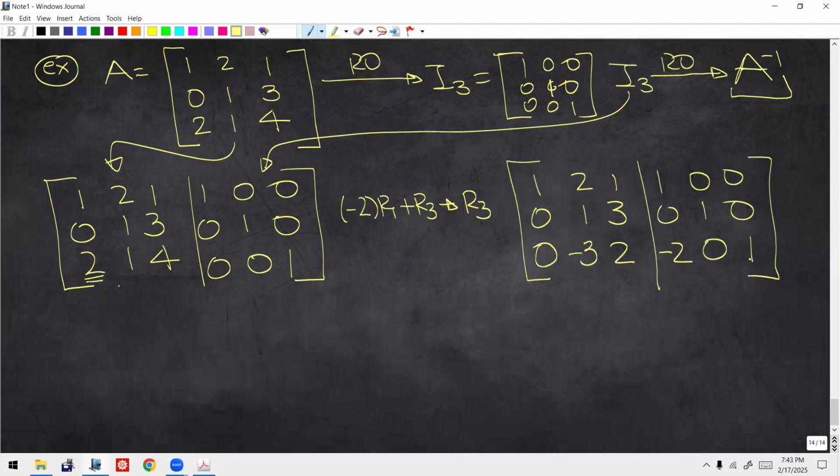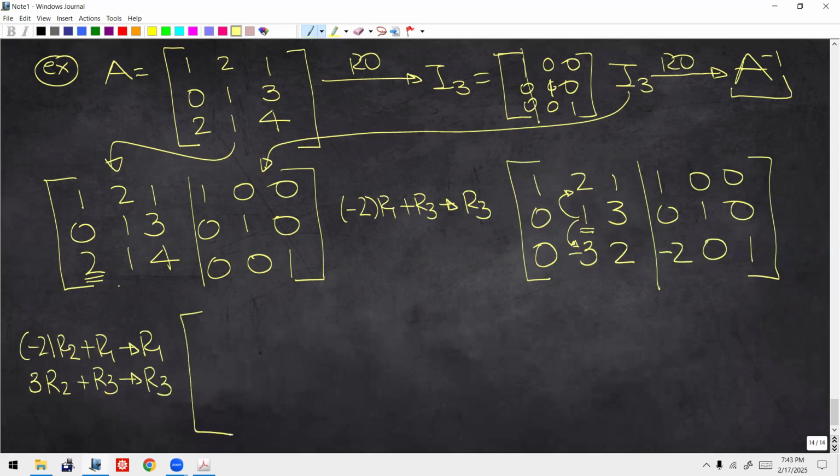0, 1. Okay, now we want to get a 1 on the diagonal, which we already have, because once you're done with the column, you go to the next column, get the 1 on the diagonal, and use that to make everything in that column 0. So I'm going to multiply this 1 by -2 and add it to this, and this 1 by 3 and add it to this. So we get -2 times row 2, add that to row 1, which will give us a new row 1, and 3 times row 2, add that to row 3, and that'll give us a new row 3.